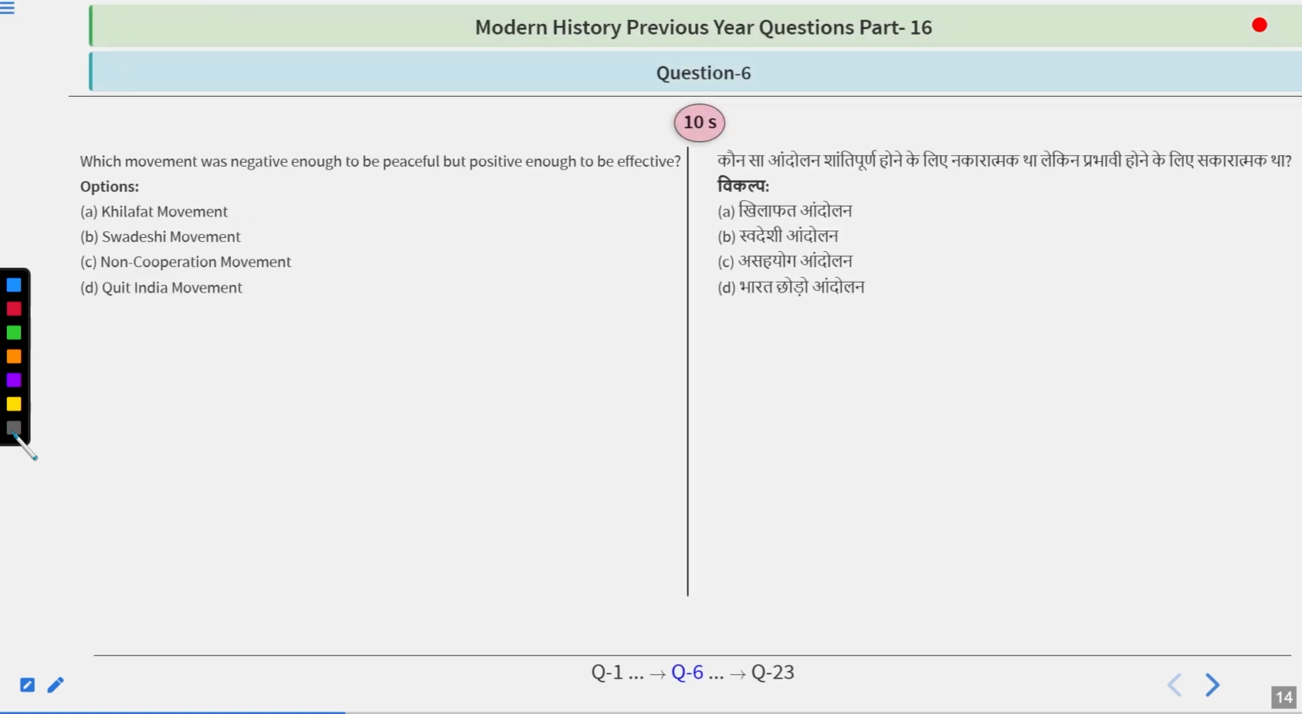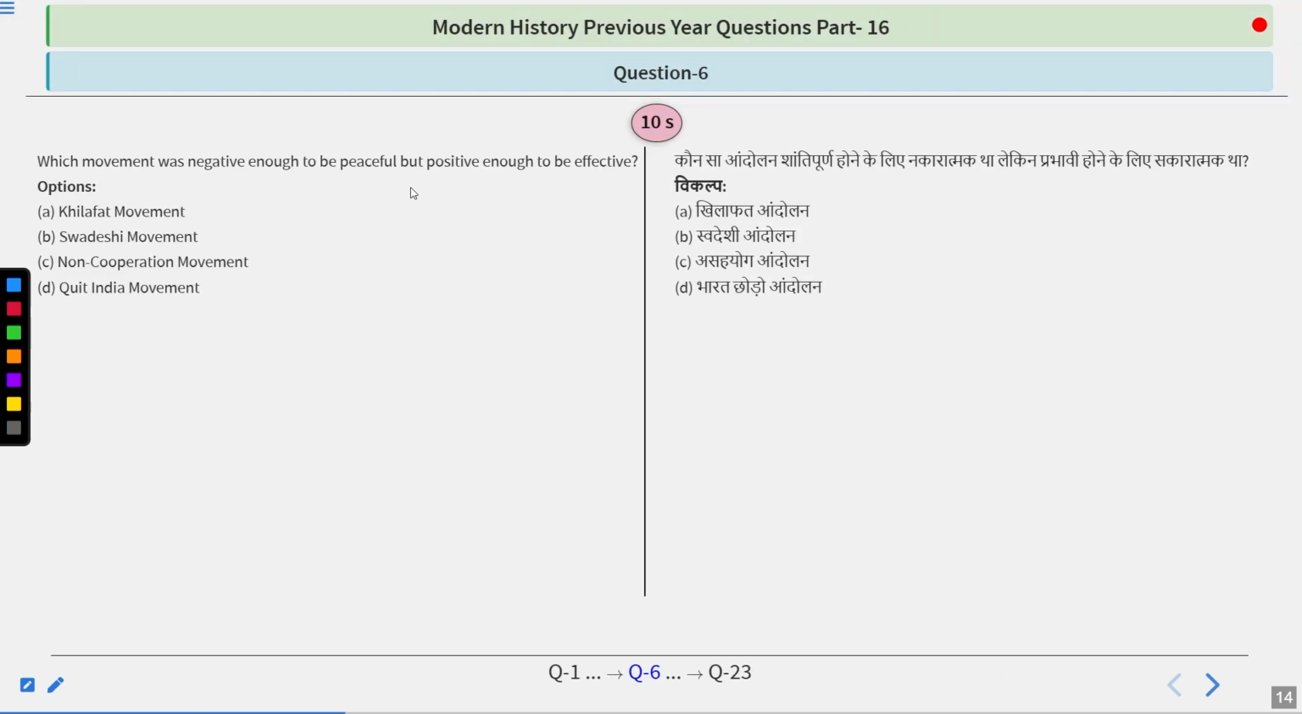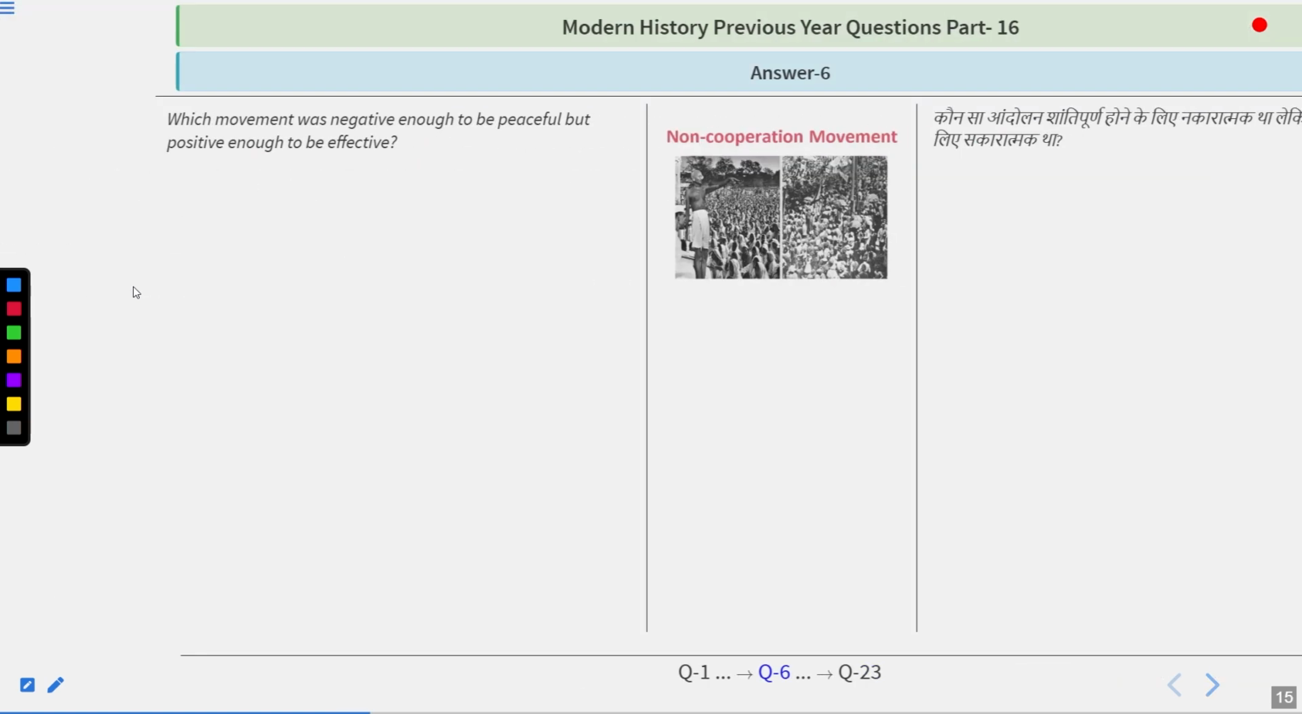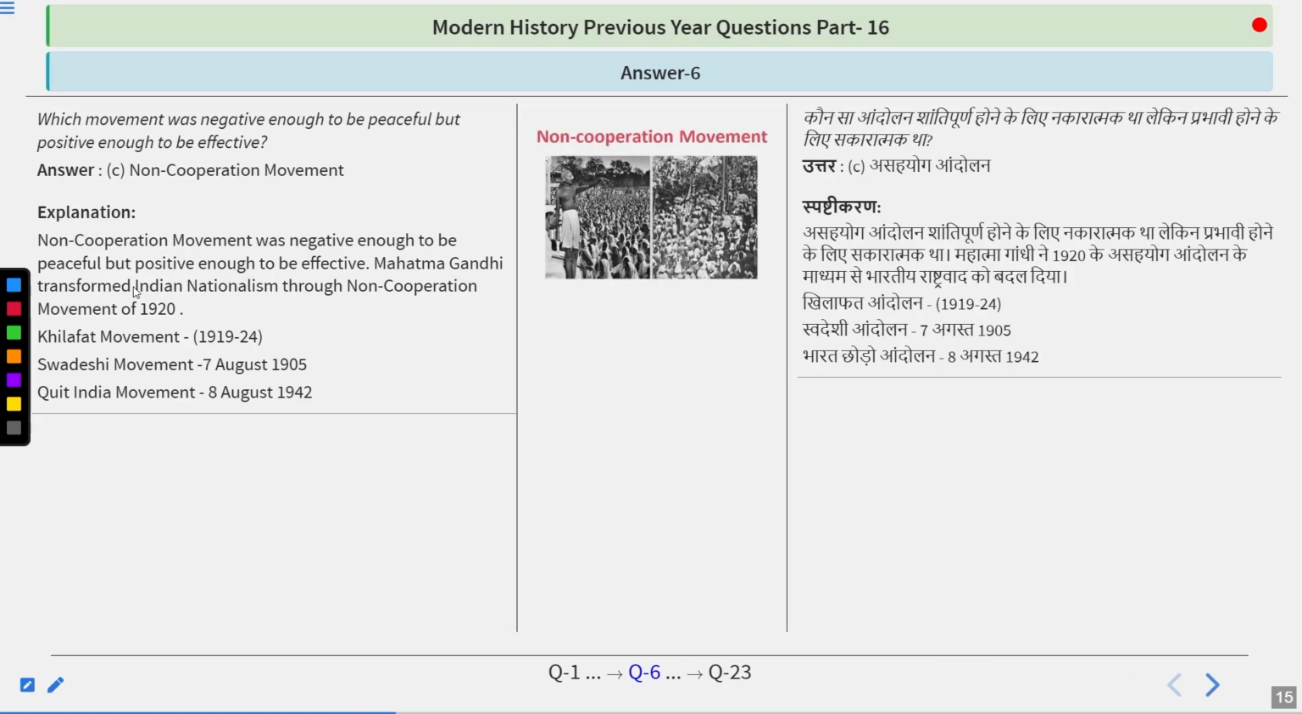Which movement was negative enough to be peaceful but positive enough to be effective? Khilafat movement, Swadeshi movement, non-cooperation movement, Quit India movement. Think about it. And I guess the answer you are giving is quite simple and right, because the answer is non-cooperation movement. So non-cooperation movement was negative enough to be peaceful but positive enough to be effective.